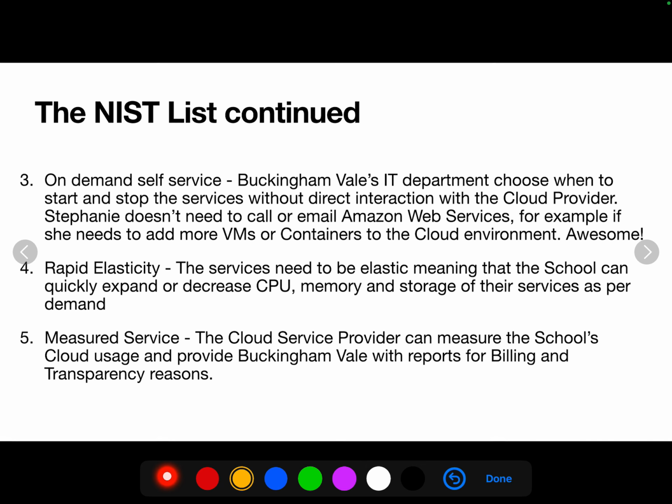Now, on-demand self-service, right? So Buckingham Vale's IT department choose when to start and stop the services without direct interaction with the cloud provider. So Stephanie, who was our server administrator, a server engineer at Buckingham Vale, doesn't need to call or email Amazon Web Services, cloud services department every time that she needs to add more VMs. Like, for example, there's an increase of pupil headcount. She doesn't need to ring up AWS to add more VMs or containers to their service subscription. Well, no, because they have on-demand self-service.